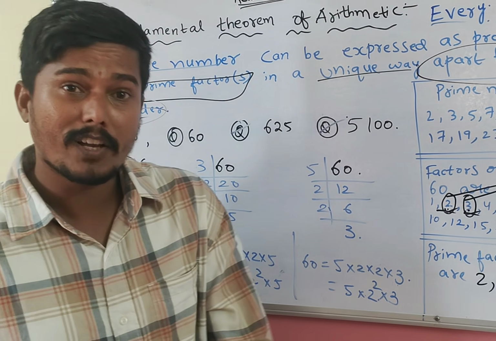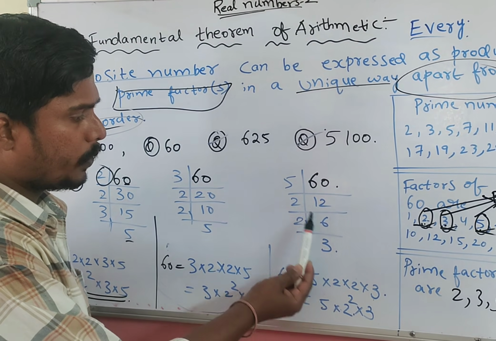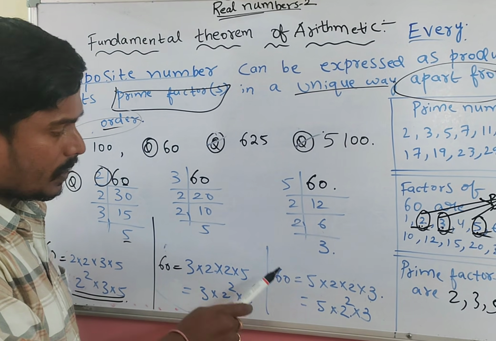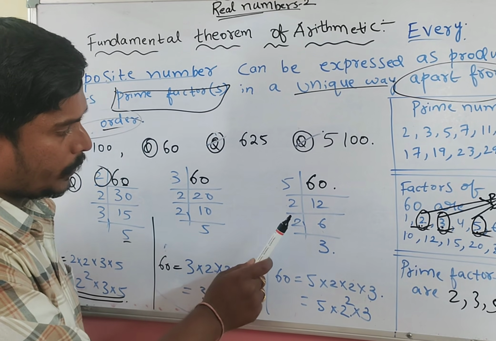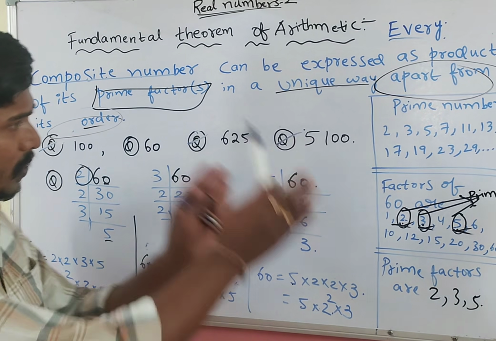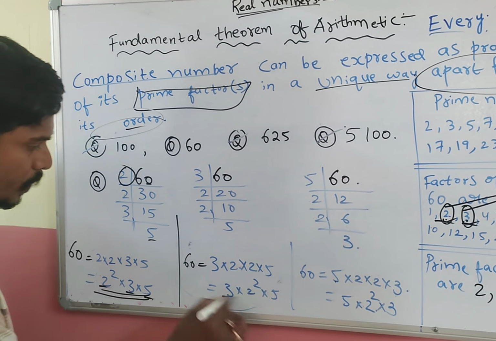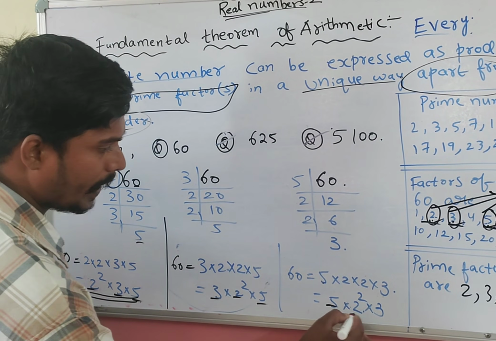Now someone may ask, sir, if I start with 5, what is going to happen? So we are starting with 5: 5 twelves are 60, 2 sixes are 12, 2 threes are 6. So 60 equals 5 into 2 into 2 into 3. So 5 into 2 square into 3. If you see here, 2 is there, 3 is there, 5 is there, in each case.